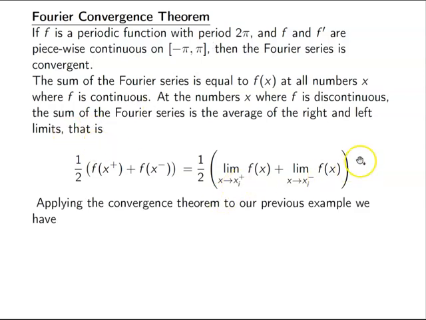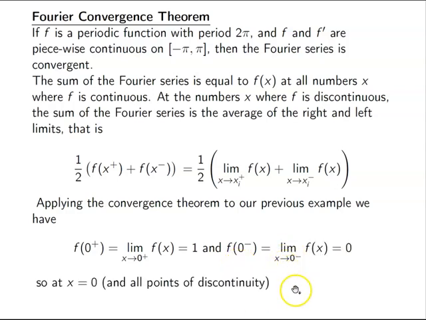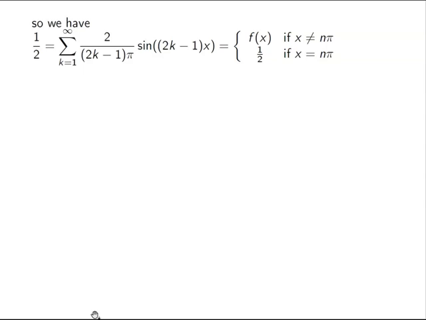So applying the convergence theorem to our previous example, we have f of 0 plus, approaching 0 from the right. The limit as x approaches 0 from the right of f of x is 1. And as we approach 0 from the left, from the negative side, that limit is 0, and the average between those is 1/2. So at x equals 0, the point of discontinuity within my interval, the Fourier series has a sum of 1/2.